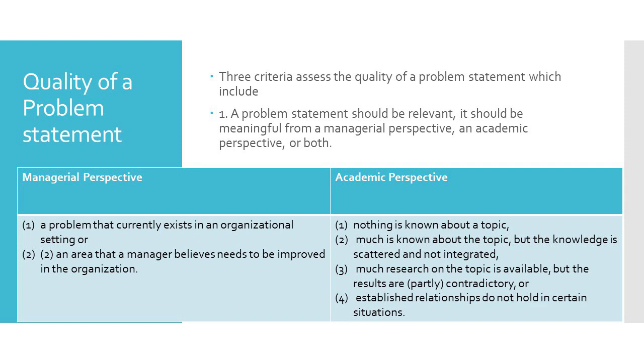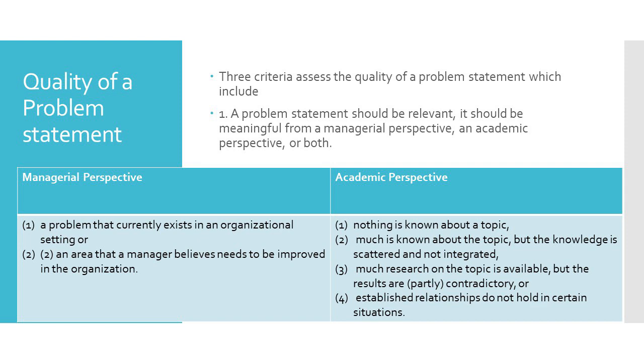Now let us talk about the quality of a problem statement. The quality of a problem statement depends upon three factors. So, three criteria assess the quality of a problem statement, which include: a problem statement should be relevant, it should be meaningful from a managerial perspective as well as from an academic perspective. So, how can it be good from a managerial perspective? It has two factors. If a problem currently exists in the organization and if the manager believes that the problem needs to improve, then it is good from the managerial perspective.